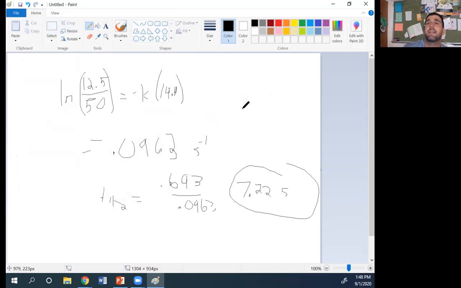It's 0.693. That's ln2. So the half-life equation is ln2 over k. Always 0.693.